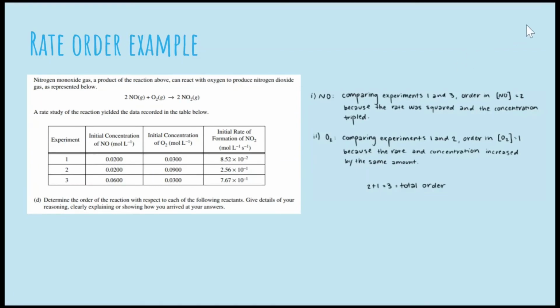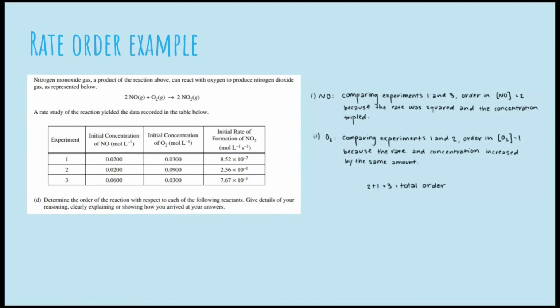Okay, so now that you have completed the question, let's see. It says nitrogen monoxide gas, a product of the reaction above, can react with oxygen to produce nitrogen dioxide gas as presented below. And there is an equation. It says a rate study of the reaction yielded the data recorded in the table below. Determine the order of the reaction with respect to each of the following reactants. Give details of your reasoning, clearly explaining or showing how you arrived at your answer.